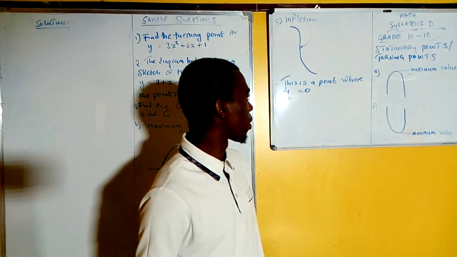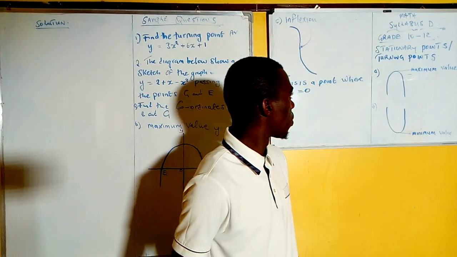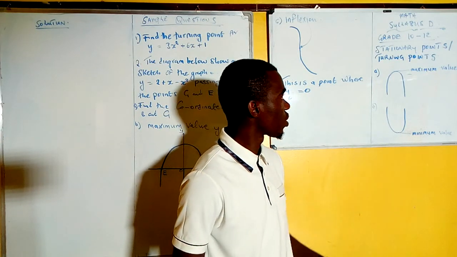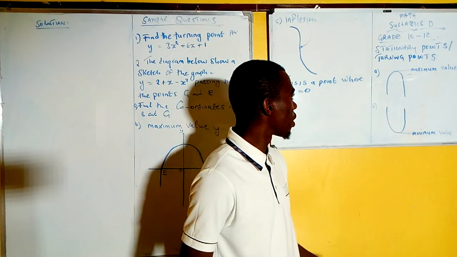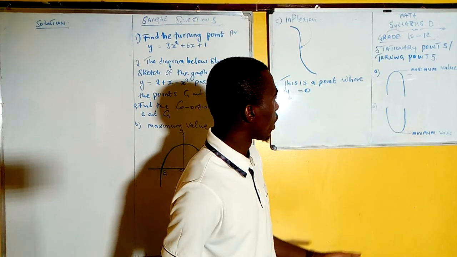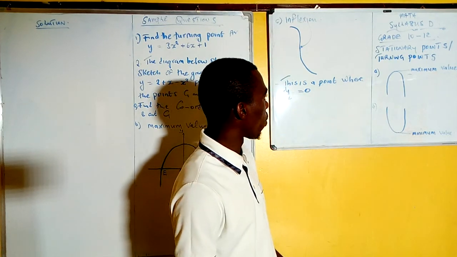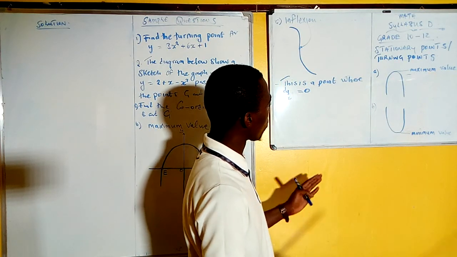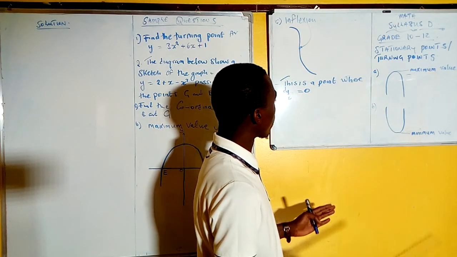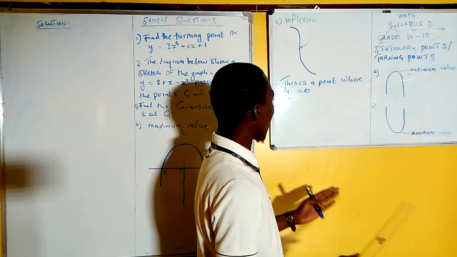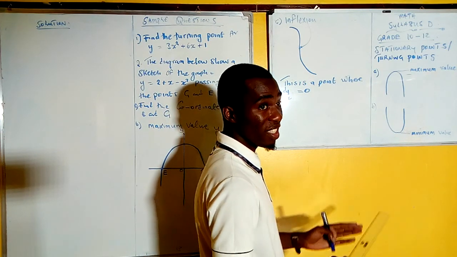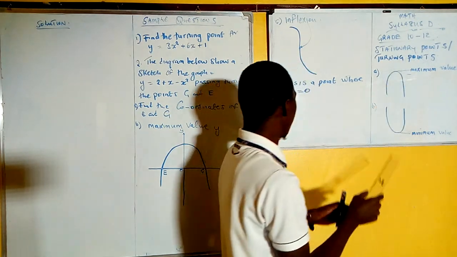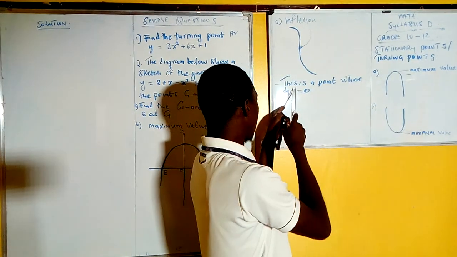We'll continue with our main topic, which is calculus. Today our main focus will be on stationary points, which are also called turning points. So what is this point? The definition of a stationary point or a turning point is simply a point where the gradient of the curve is 0. So a stationary point, also called a turning point, is simply a point where dy by dx is equal to 0.